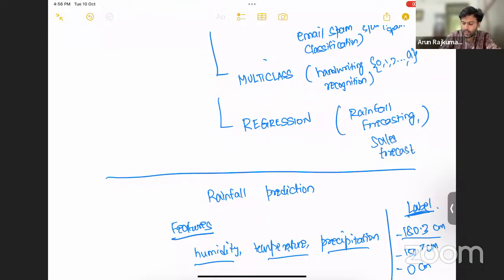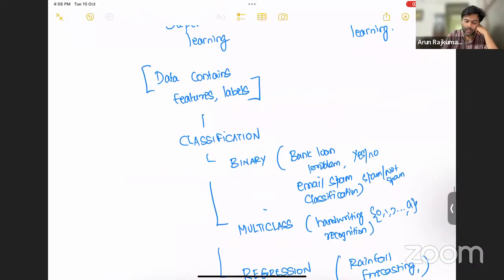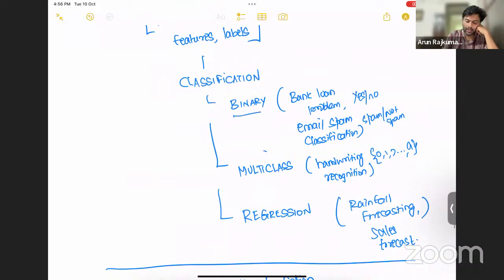Similarly, for the stock market, you might want to predict how much exactly the stock price will go up or down, so that you can make decisions to sell or buy that stock. That's also a fair example. So these are three broad categories of supervised learning problems: binary, multi-class, and regression. The difference is in the number of labels that you have. In binary, it's 2. In multi-class, it's more than 2. Typically, in regression, it's infinite.